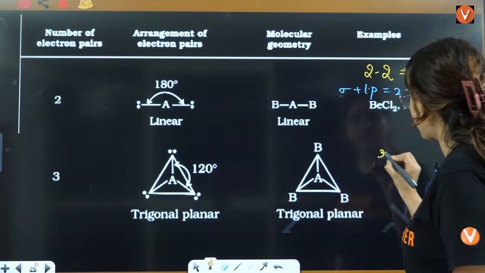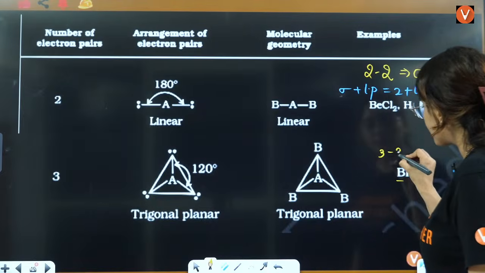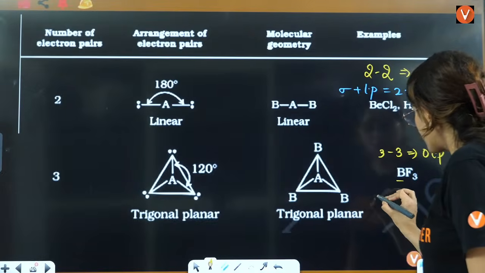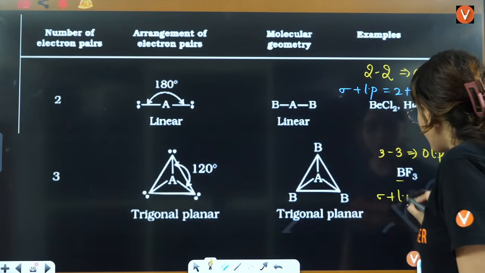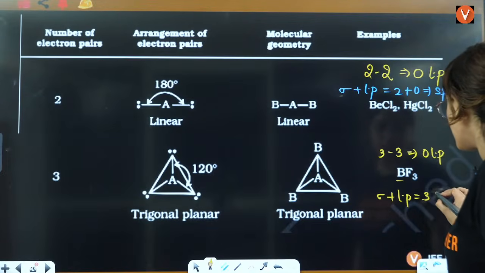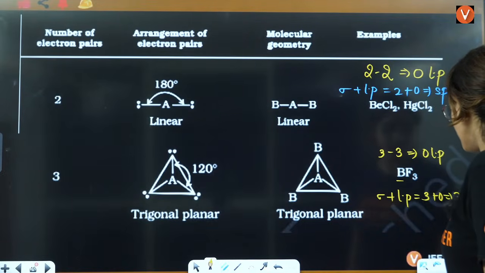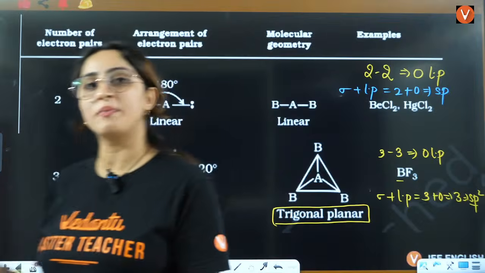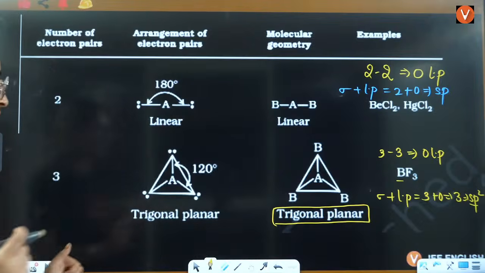Now if you talk about BF3, boron belongs to group number 13. It has 3 valence electrons, 3 bonds it is forming with fluorine, right? So it will have 0 lone pair. So sigma plus lone pair is going to be 3 bonds it is forming, 3 plus 0, that is 3. That means it is sp2. That means it is going to be trigonal planar, right? So the geometry is going to be trigonal planar, right?